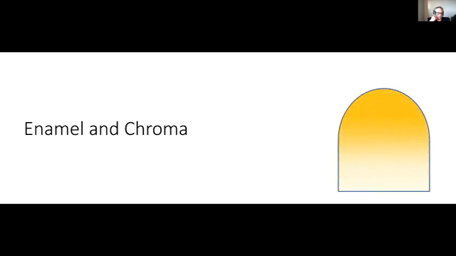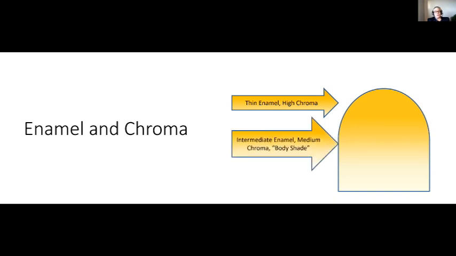Well, here's my model of a tooth. We know that at the cervical region, the enamel tends to be quite thin. Because the enamel is thin, you get a lot of chroma from the underlying dentin. Somewhere in the middle, we have our intermediate enamel, with this medium chroma, our body shade. And at our incisal edge, histologically and functionally, we have this thick enamel, which tends to have a lower chroma.